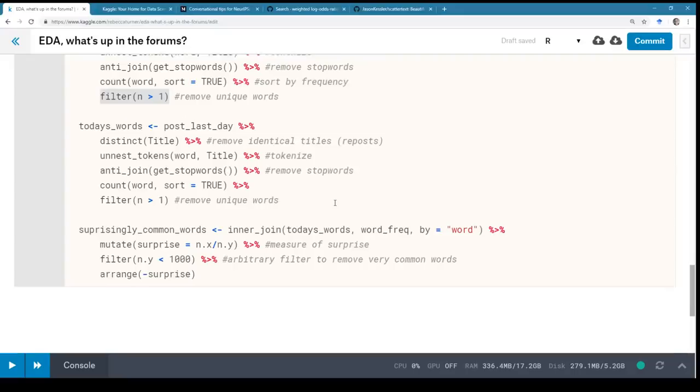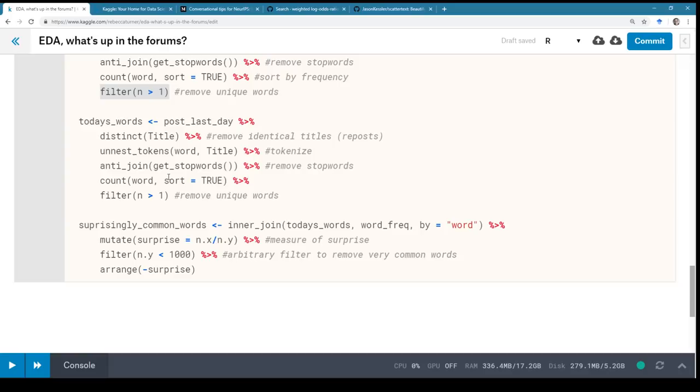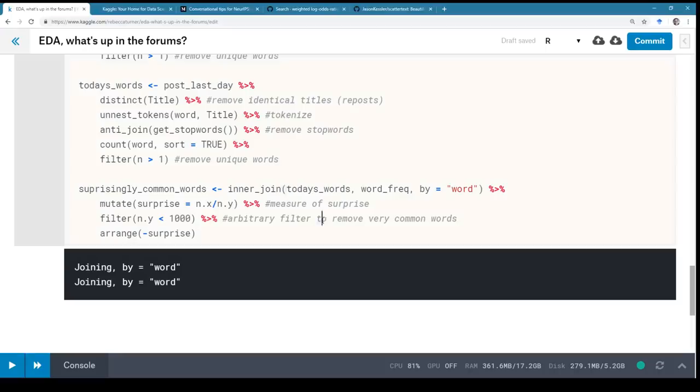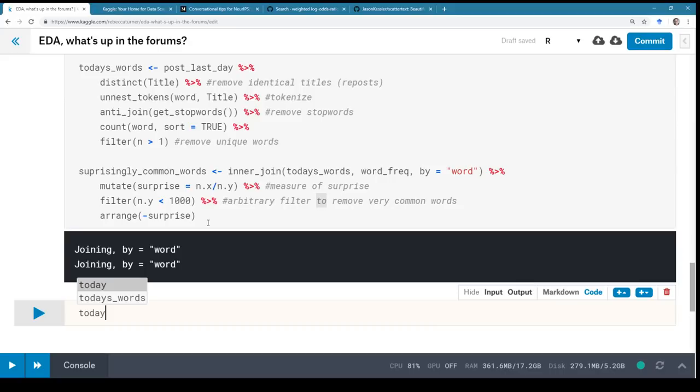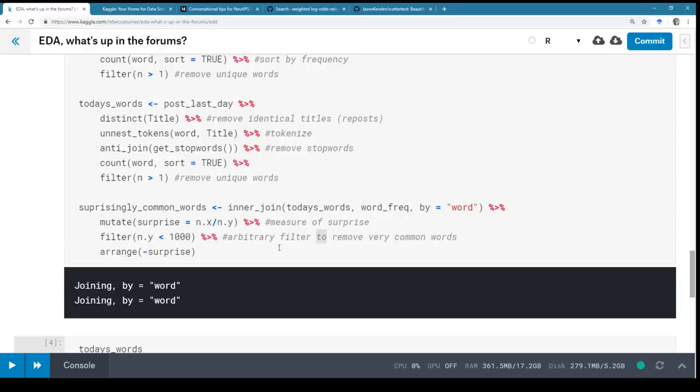And then I do the same thing, but just with the words from today. And then I have this measure of surprise. So this is just telling me about the join. And let's take a look at these so you can sort of see what I'm talking about. So if I look at today's words, there's none. Oh, that's right, because I only had one post. Yes, so I only had one post.